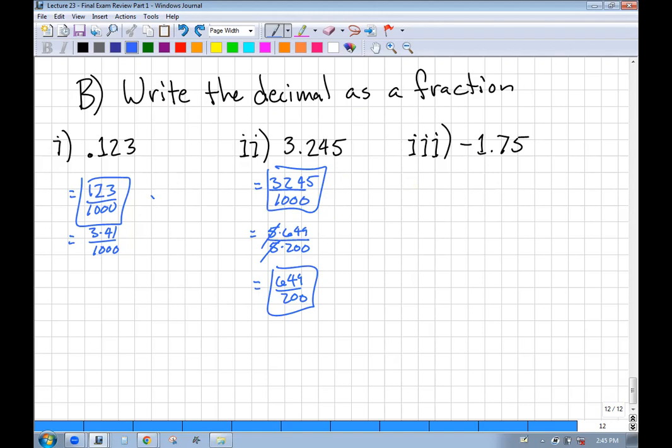For this one over here, we have negative 175, right? Tens, hundredths. So these are both obviously divisible by 5. So I would divide them both by 5. This would be 5 times 35. And this one would be what? 5 times 20. And at this point, I'd say, well, these are obviously divisible by 5 as well.